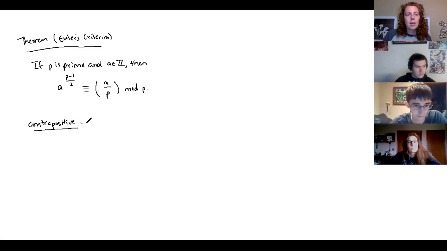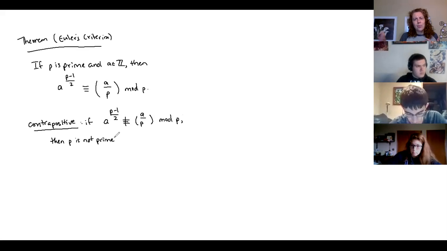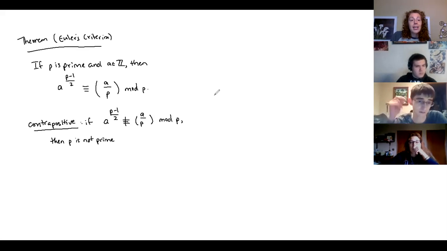The contrapositive is: if A to the (P minus 1) over 2 is not congruent to the Jacobi symbol of A over P mod P, then P is not prime. Or A is not an integer, but we're just going to assume that A is an integer. So if A to the (P minus 1) over 2 is not congruent to the Jacobi symbol of A over P mod P, then P is not prime.